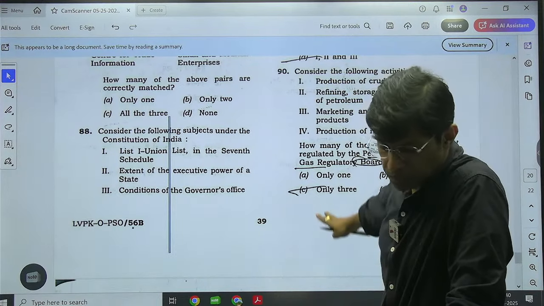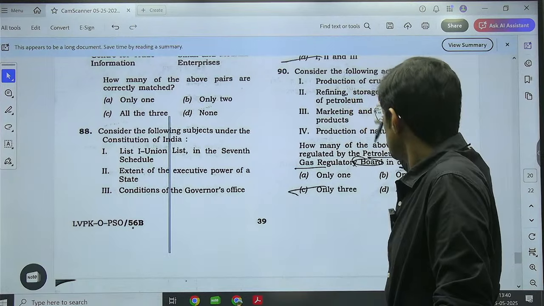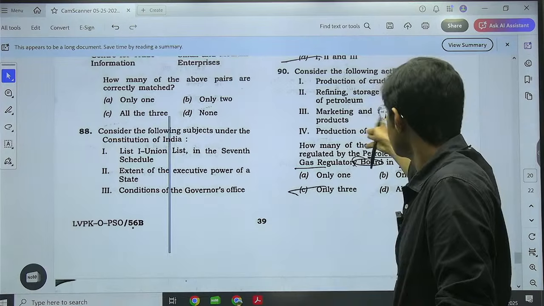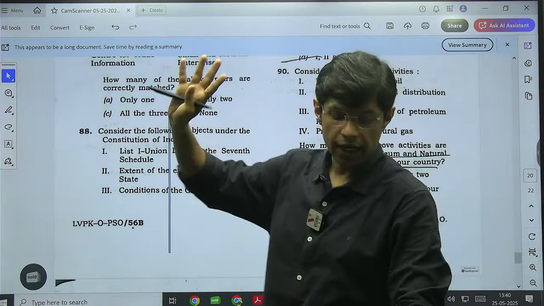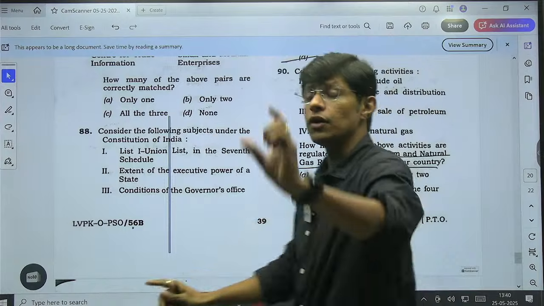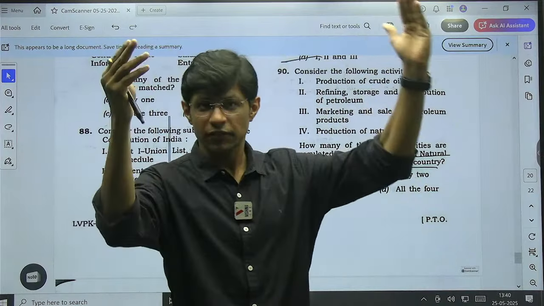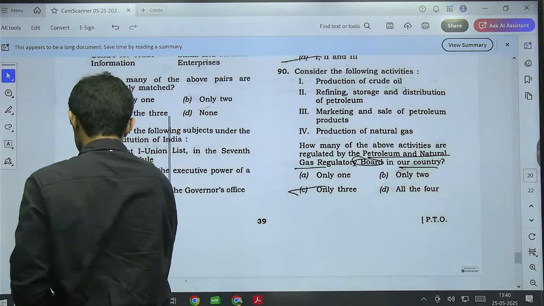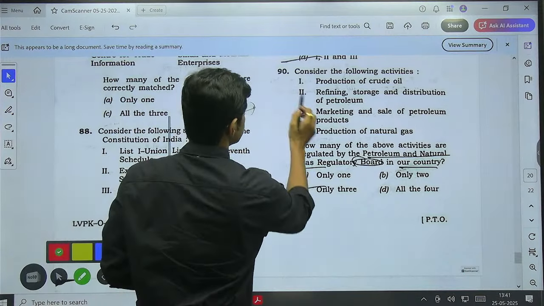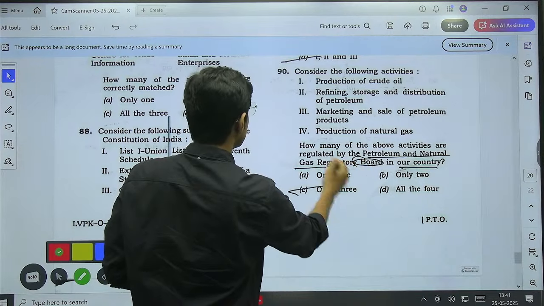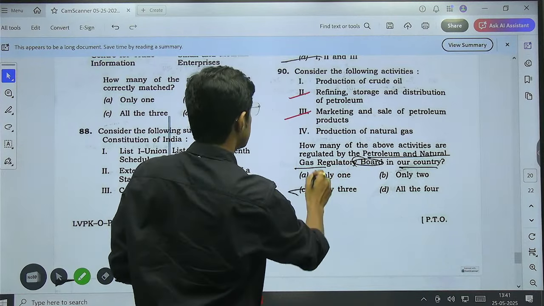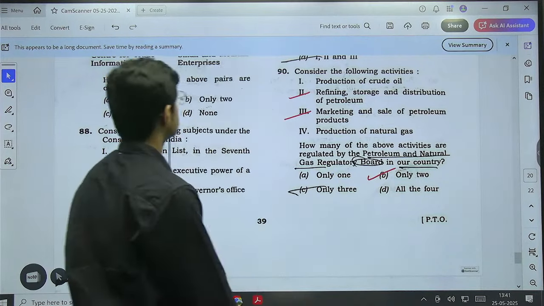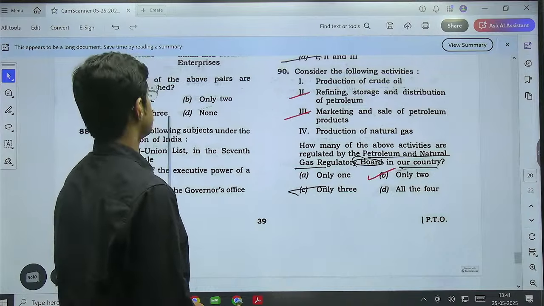The next one, refining, storage, yes, this is regulated. Marketing and sale, yes, this is regulated. So production, again, see, production has got nothing to do with it, it is not regulated. So when it comes to production, the upstream activities, it is the ministry. So how many of the above are regulated? Which means only two. Only two, option B is the correct answer for question number 90.